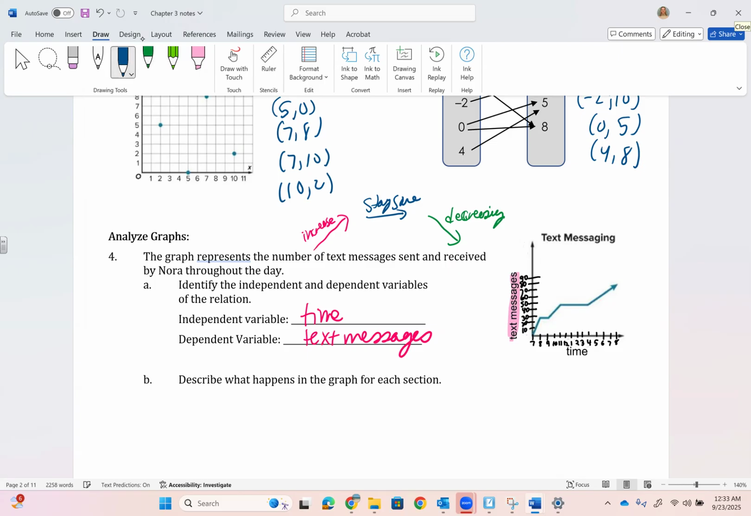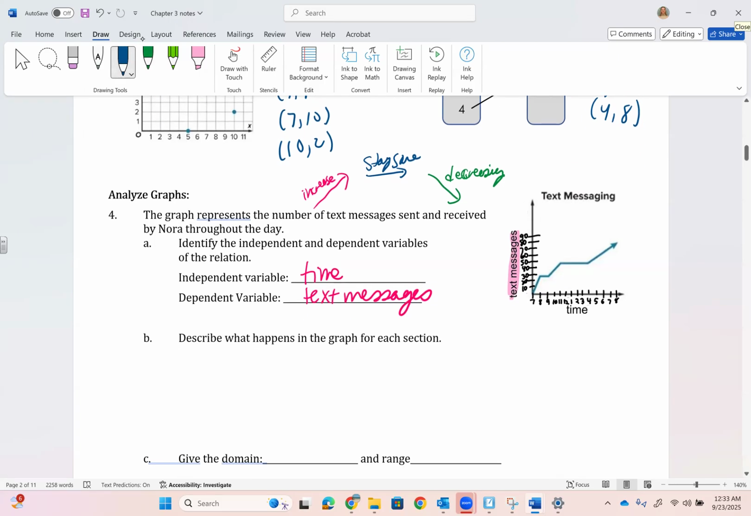And so for this first section from 7 to 8 a.m., the text messages are increasing. So the first section, they're increasing. From 8 to 9, staying the same. It's not increasing, it's not decreasing, because it's horizontal. And so maybe you took a break in texting.